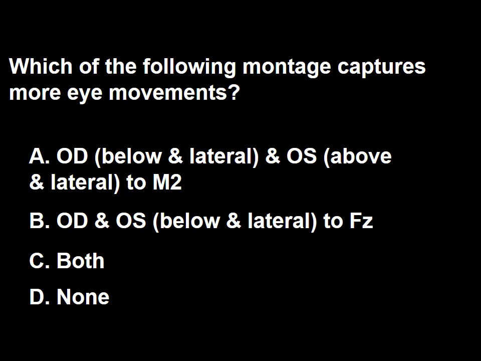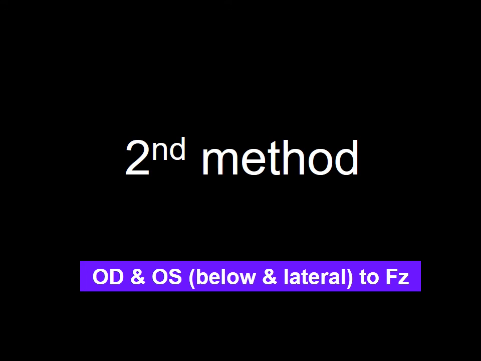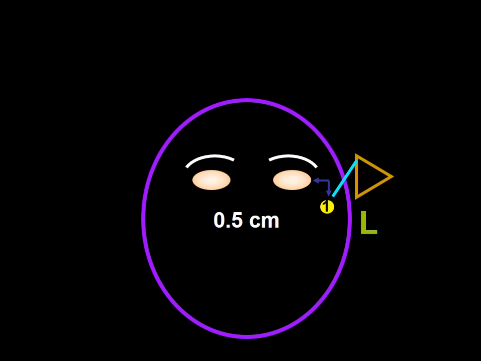Next question. Which of the following montages captures more eye movements? A. OD, below and lateral, and OS, above and lateral, to M2. B. OD and OS, below and lateral, to FC. C. Both. D. None. The second method commonly used to record eye movement is the OD and OS to FC method.